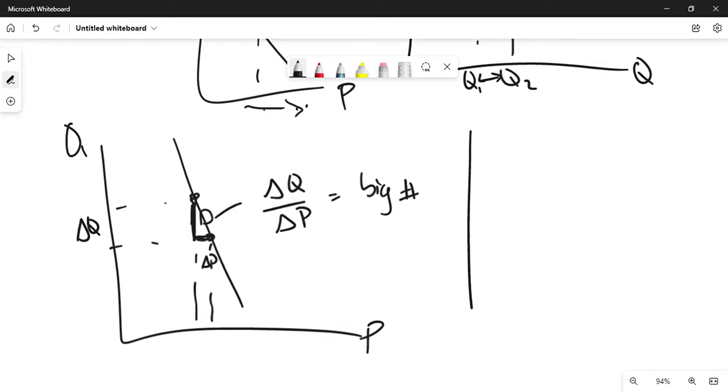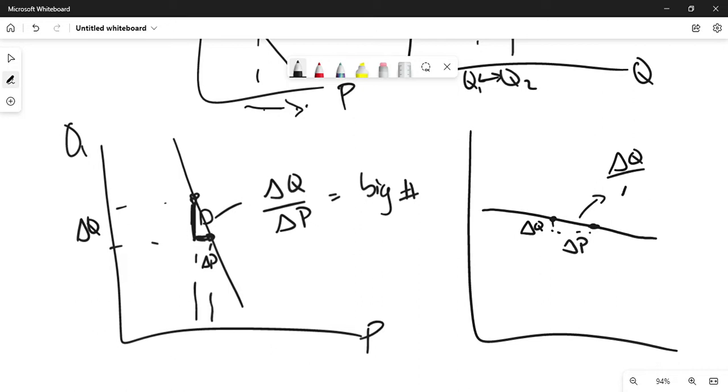Whereas if it was less steep like this, the change in Q would be smaller than the change in P. So it would be change in Q over change in P equals a small number. Okay, so that's just slope in general.